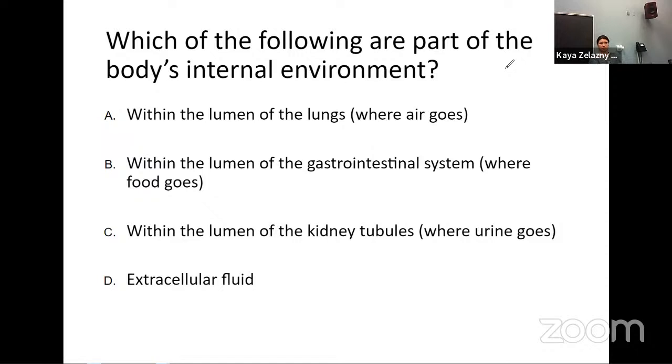All right, so the lumen of the lungs, internal or external from a physiological perspective? Who says internal? Awesome. You're all correct then. Inside your lungs, from physiology, is external. All right, what about the GI system, who thinks that one's internal? Doing so great. Yeah, within the lumen of the GI tract, still external.